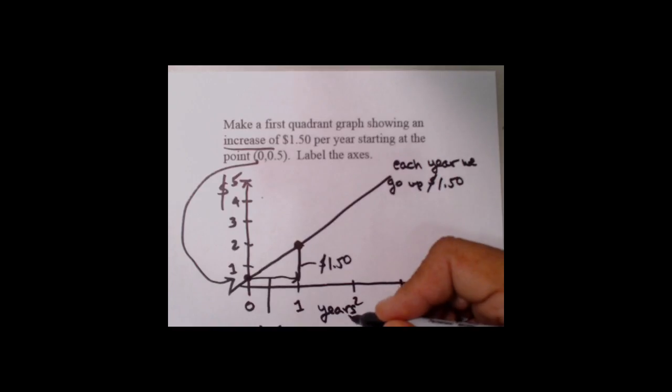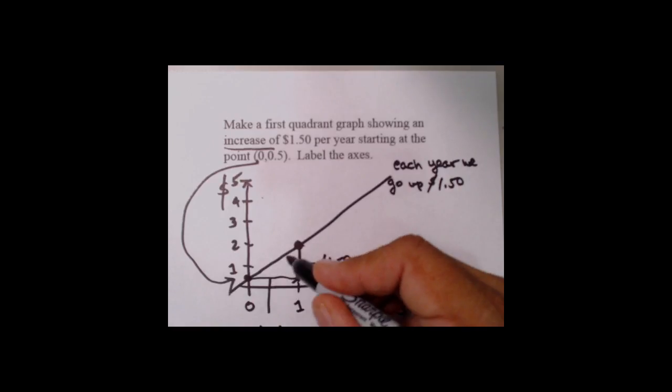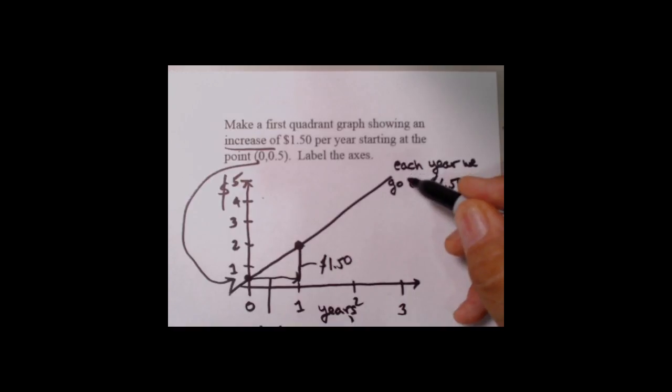So we've labeled the axis years here and dollars going up here. And there's our starting point, and here's the rate of change. It gave us our second point. Draw the line, and away we go.